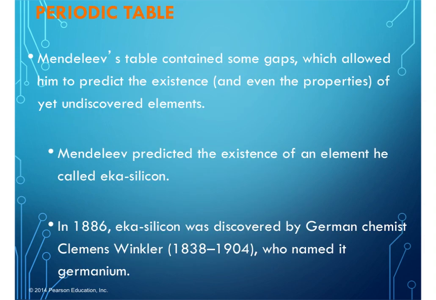It was actually kind of cool because Mendeleev's table had gaps. There were so many elements that hadn't been discovered yet. And so those gaps allowed him to actually predict the existence of elements that would be discovered in the future.